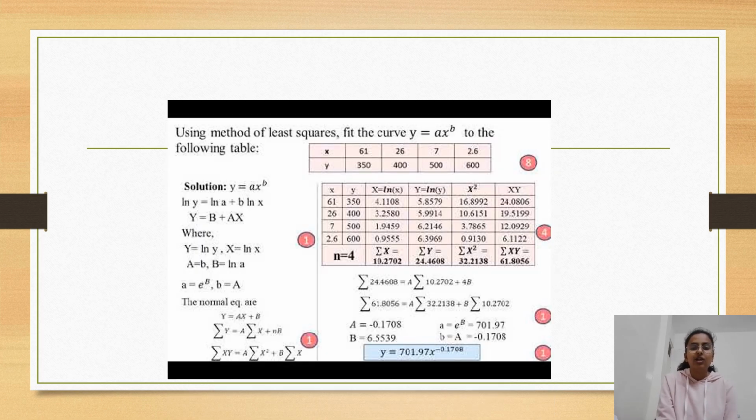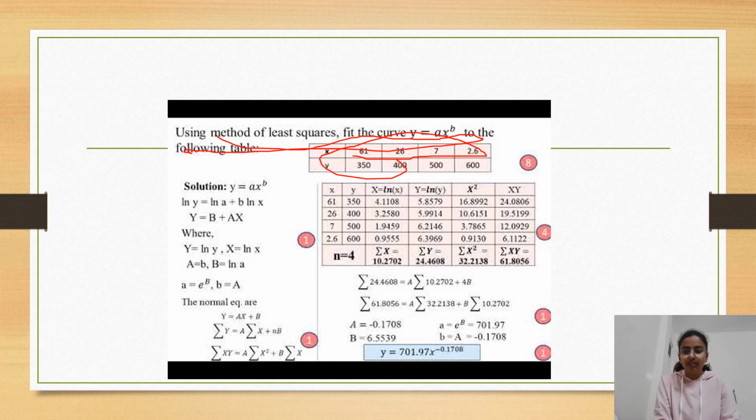Next example, we can see, using the method of least squares, fit the curve y equals a x to the power of b. In the following table, x and y are given. We need to calculate n numbers. These are the n numbers, 1, 2, 3, 4. In this example, we need to calculate not just x and y, but also x square and xy, and X equals log of x, Y equals log of y, since y equals a x to the power of b, taking logs.